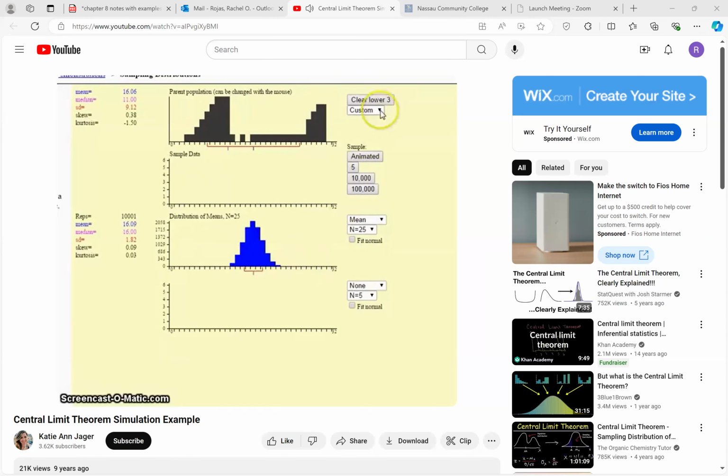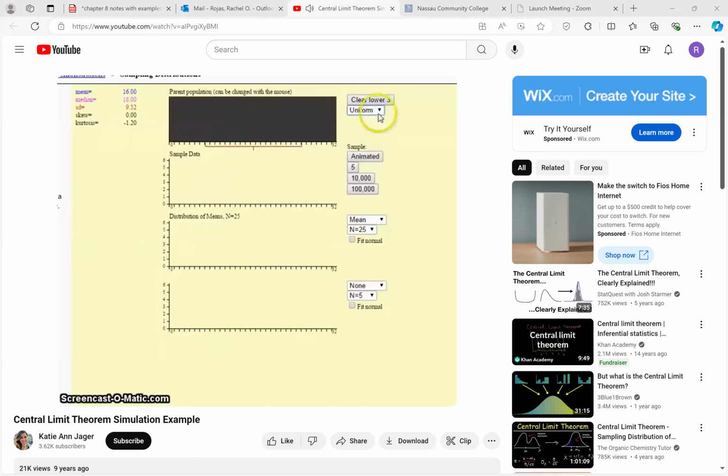So you can go ahead and play with this on your own. You can do a uniform distribution or a skewed distribution. I highly suggest that you check it out, and the link is below.